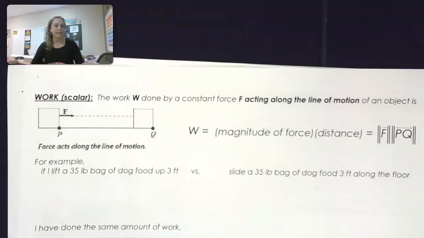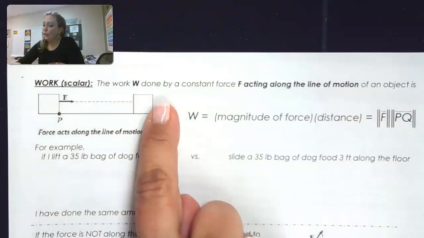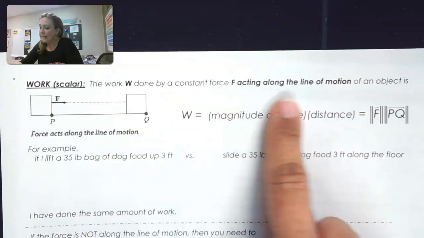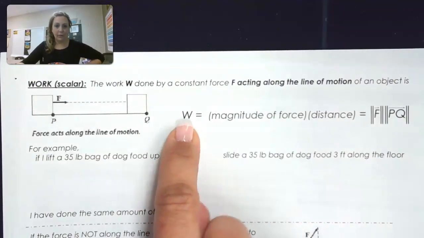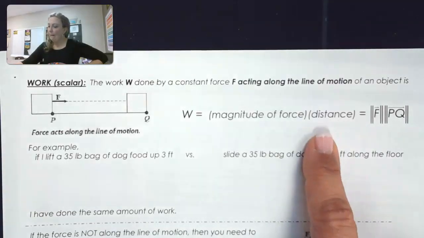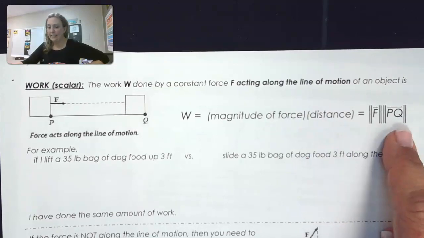Lastly, we are going to be talking about work. When we talk about work, work is a scalar, which means it's going to be a numerical value. The work W done by a constant force F acting along the line of motion of an object is, here's W, that's work. We're just going to multiply the magnitude of the force times the distance. So that's what we have here, the magnitude of the force times the distance that we're moving it.